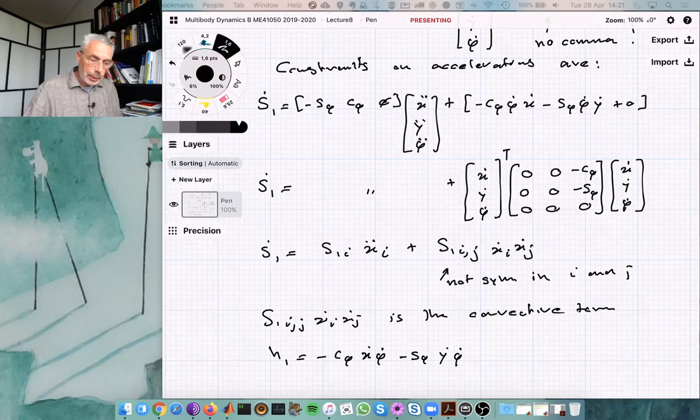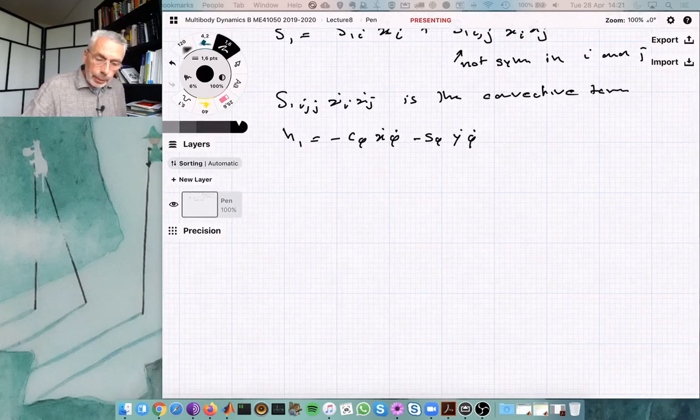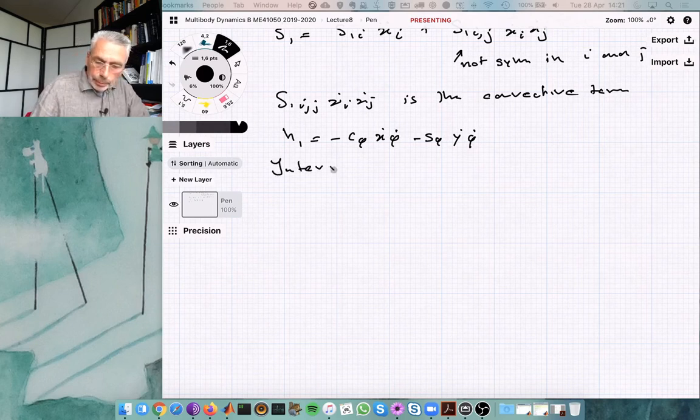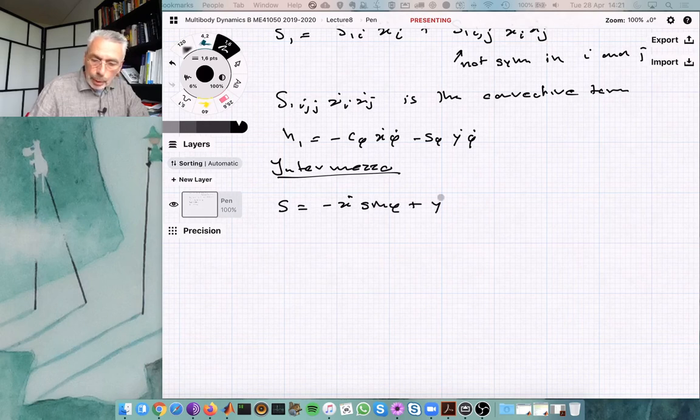Okay, so back to this non-symmetry, and there we need a little intermezzo on functionals, and that is the following. Let's look at this equation again. So we have this s, I dropped the index for now, s1. So s is minus x dot sine phi plus y dot cosine phi. Now looking at this equation, you might think, oh, maybe there is some function which, when I take the time derivative, results in this constraint.